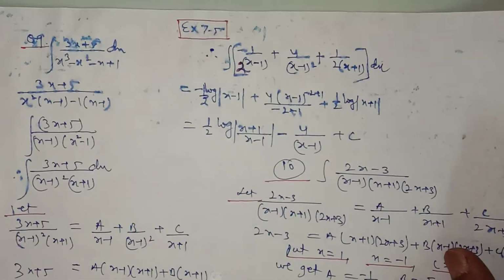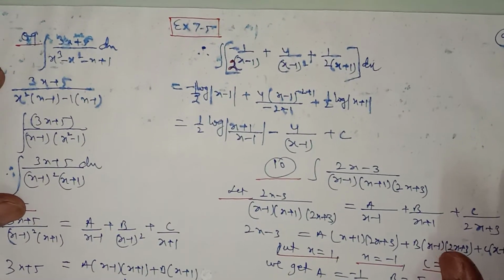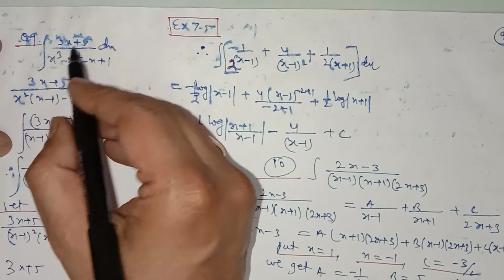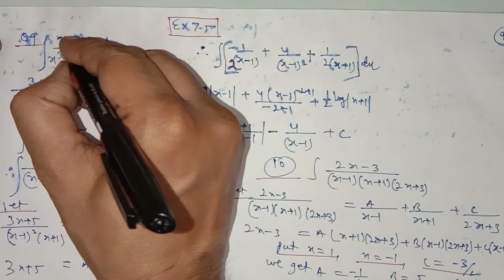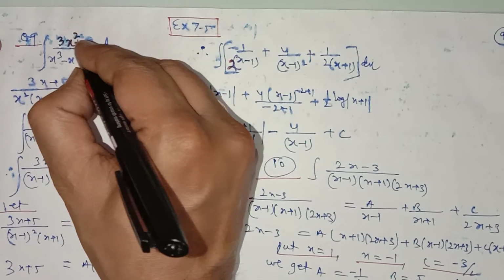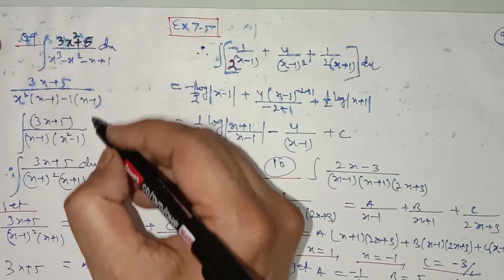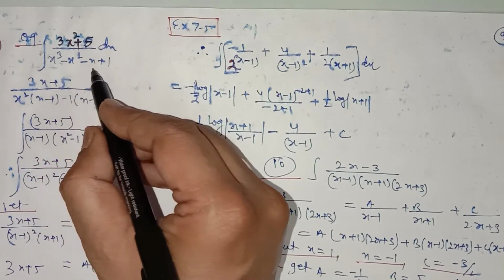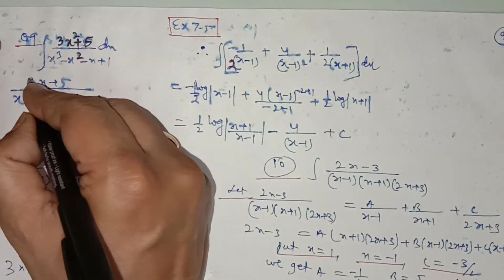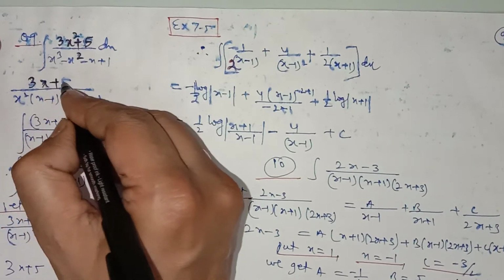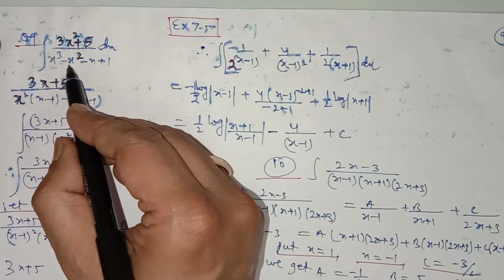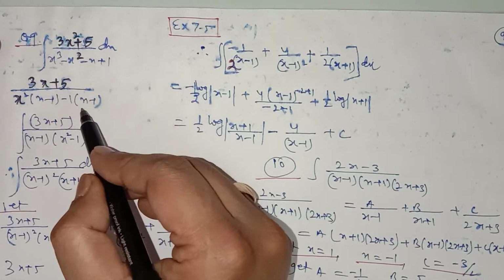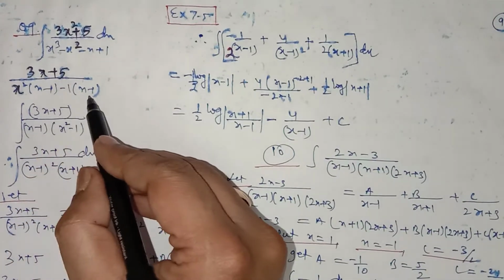In question number 9 of exercise 7.5, question number 9 is (3x plus 5) upon x cube minus x square minus x plus 1. It is 3x plus 5 in the numerator, and x cube minus x square minus x plus 1 in the denominator. So first of all, factorize the denominator. You can take x square common in the first two terms and minus 1 common in the last two terms. Factorize, and you're getting (x minus 1) into (x square minus 1).